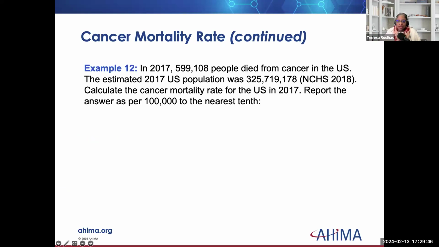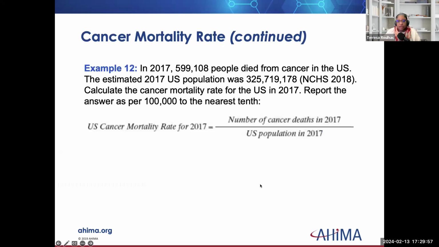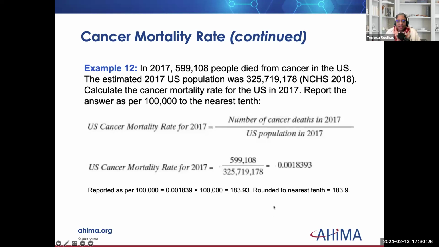And then cancer mortality rate. I grabbed this one so that you can see how it is calculated just like everything else. But now we're talking about the US cancer mortality rate for a specific time period, 2017, right? Number of cancer deaths over the US population in 2017. We have 599,108 divided by 325,719,178. Okay. A lot of numbers. And then reported as per 100,000. And then, of course, round it to the nearest tenth: 183.9.